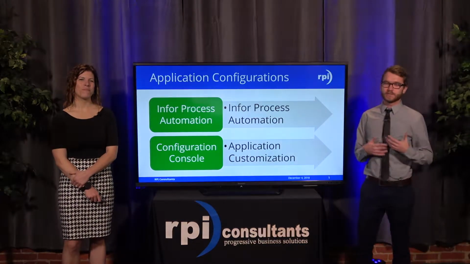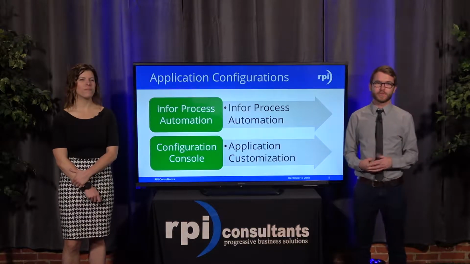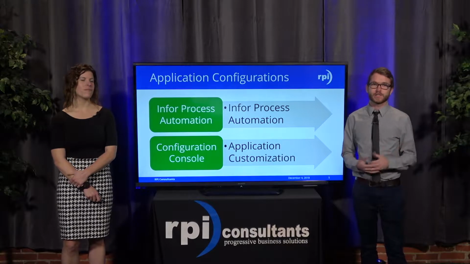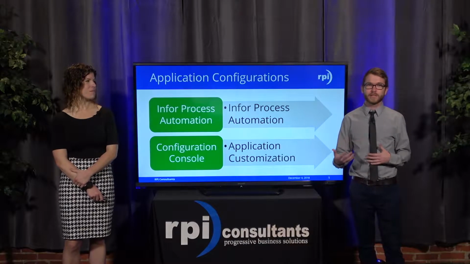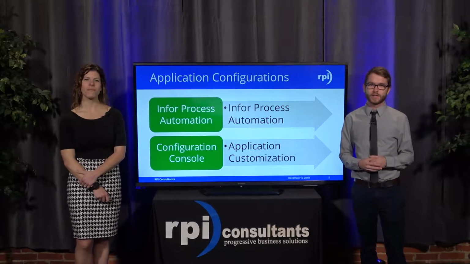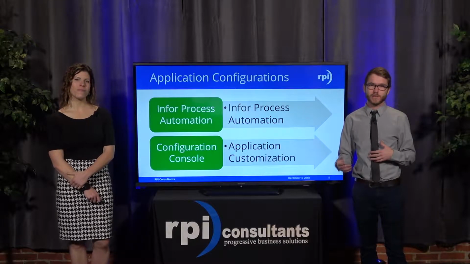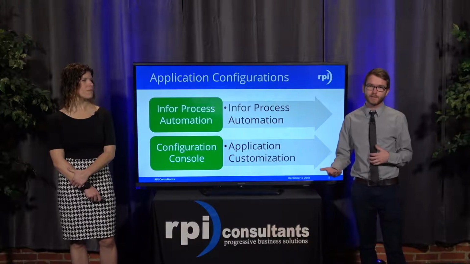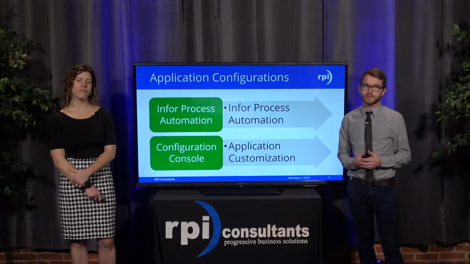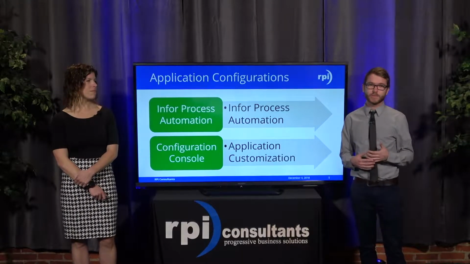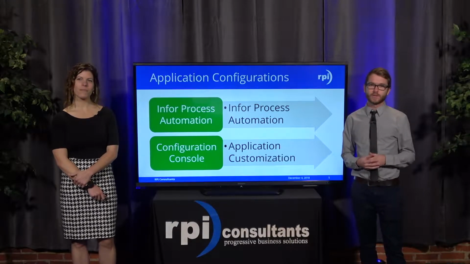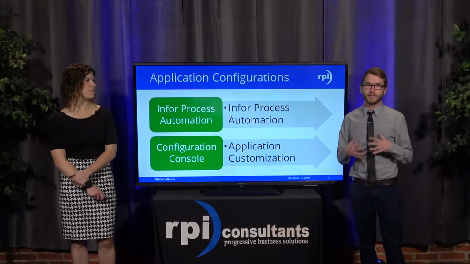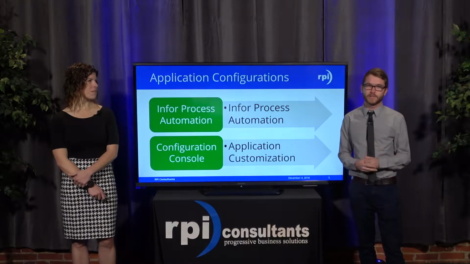So, just a simple overview of some of these tools and how they work together. Infor Process Automation does most of the behind the scenes stuff. For example, for things like action requests, how that process would get routed through, that's all built out within IPA. However, Config Console affects what users actually see. And in many situations, the two tools work together to create the needed functionality.